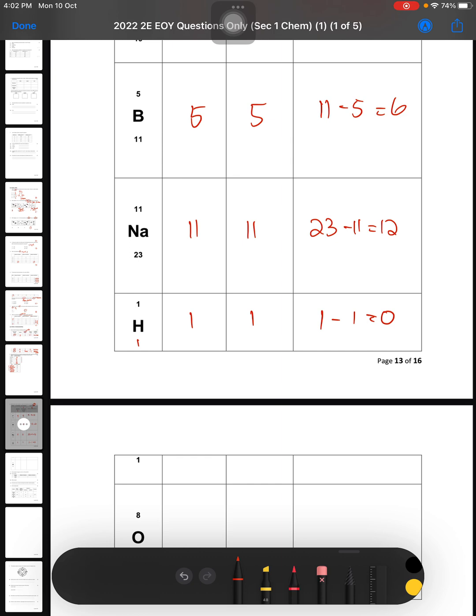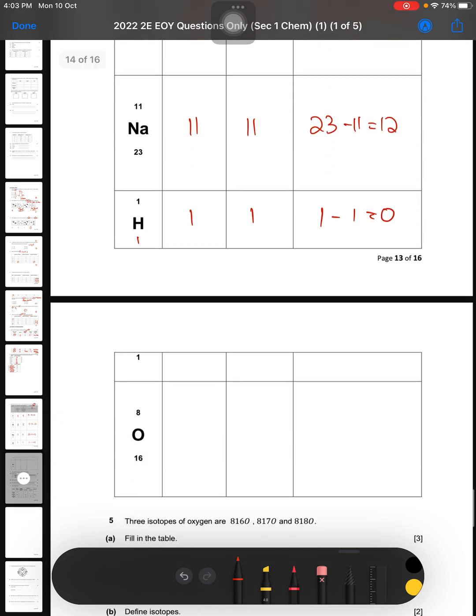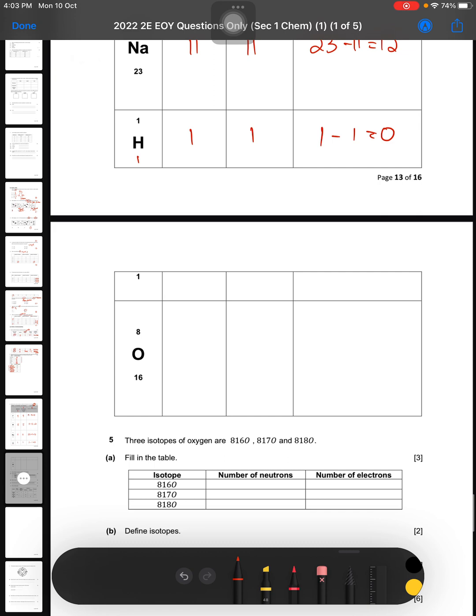Sometimes in MCQ they might ask which of the following sentences is true, and then they say like, all atoms must contain neutrons. That is actually quite tricky because in fact most of the atoms have neutrons, okay, but in the periodic table your hydrogen is the only one without a neutron. Okay, so for oxygen will be 8, and 16 minus 8 equals to 8.